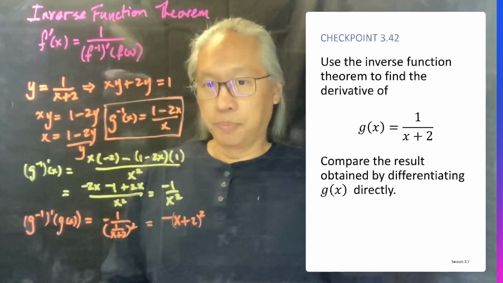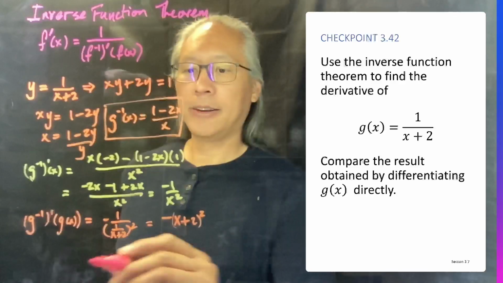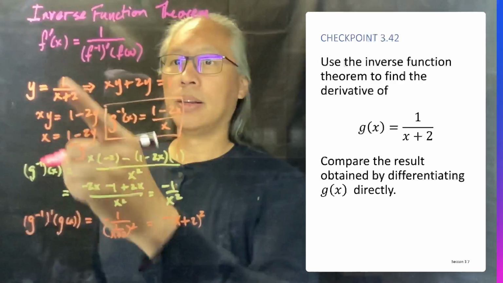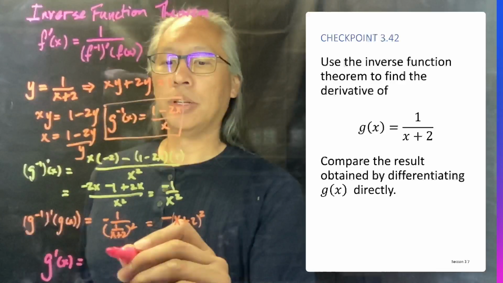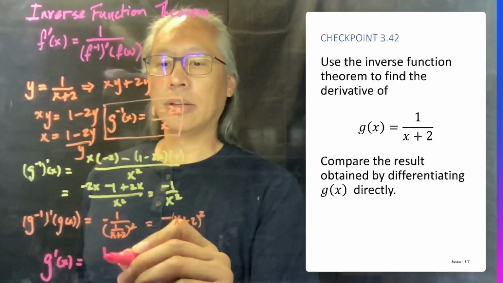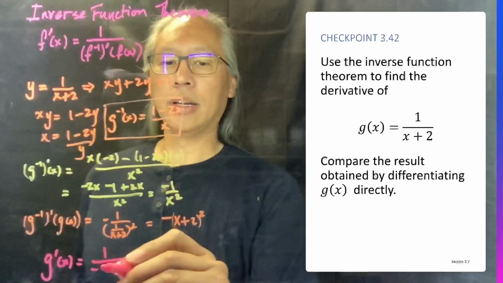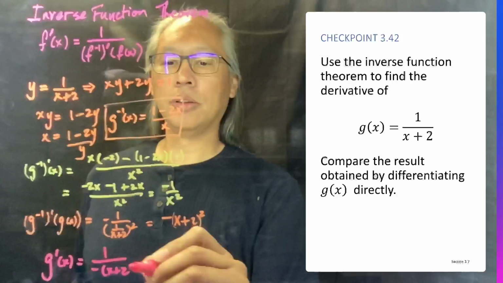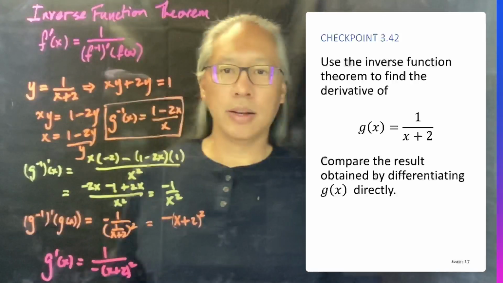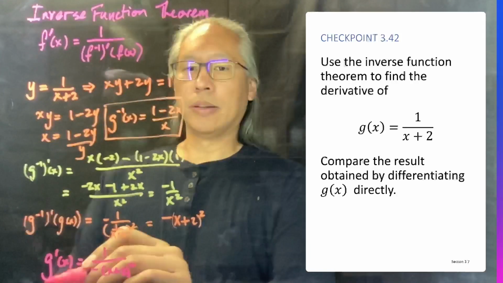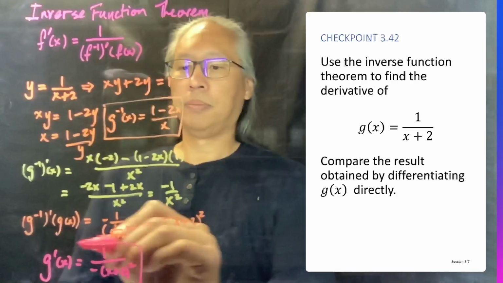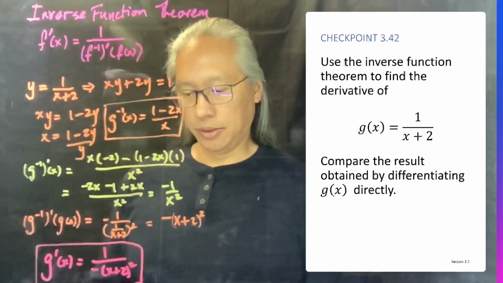And then finally, the derivative, g prime of x, is going to be 1 over this thing that we just found, negative x plus 2 quantity squared. All right, that is it. So this is our answer for the derivative of g.